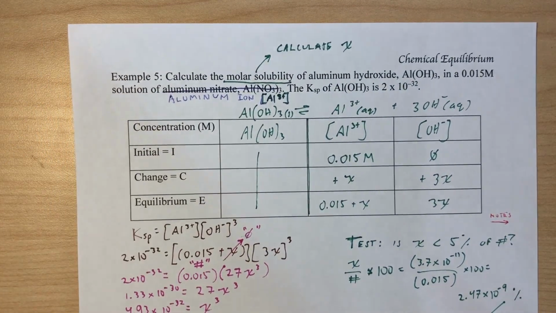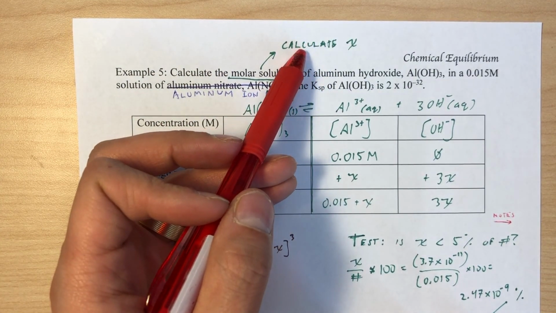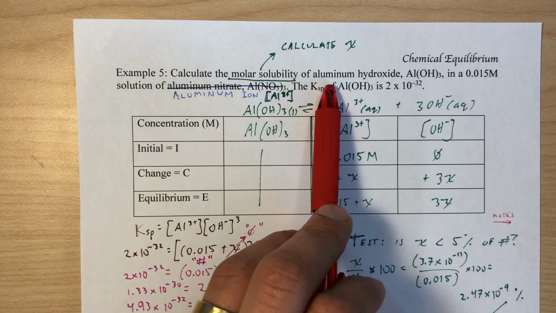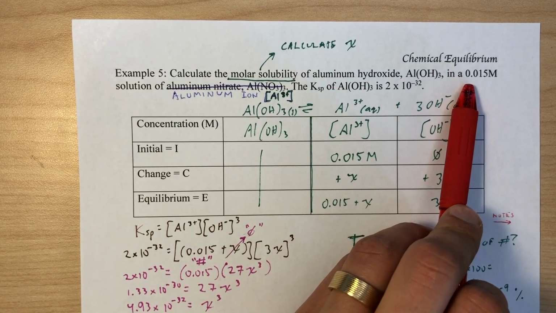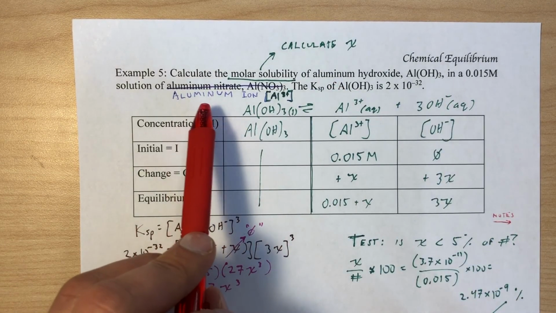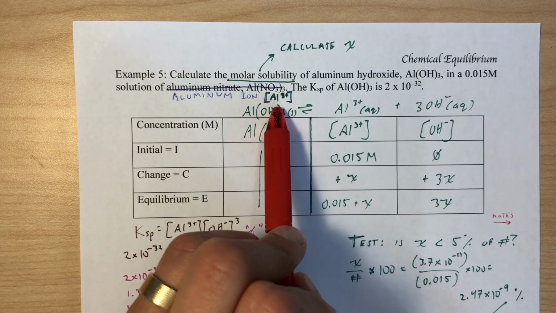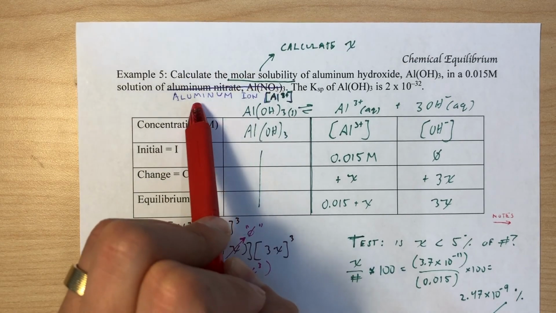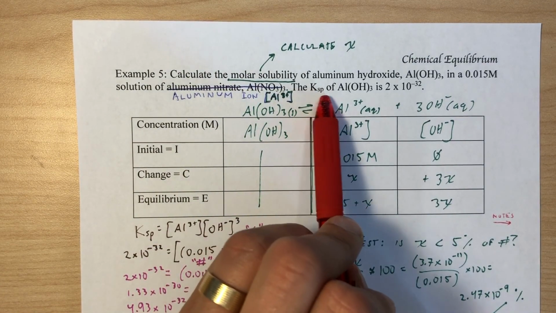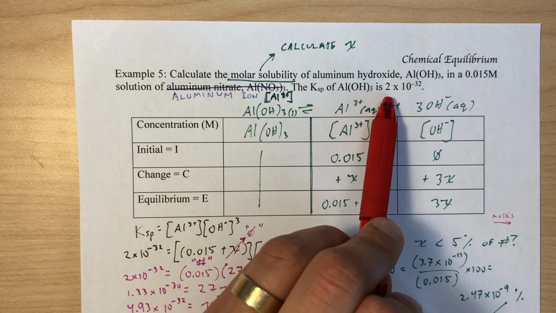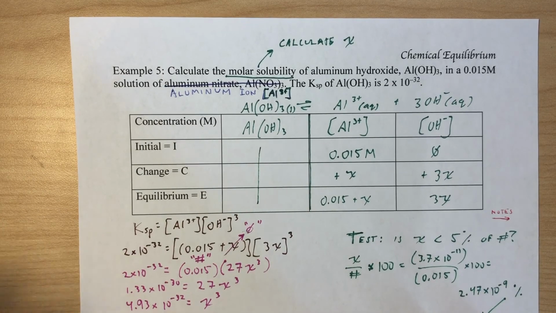In our next example, we're going to calculate the molar solubility, which is the same as saying we're calculating X, for aluminum hydroxide, Al(OH)3, in a 0.015 molar solution of aluminum ion, Al3+. So we're going to cross out aluminum nitrate, and we're just looking at the aluminum ion Al3+. The Ksp of aluminum hydroxide is 2 times 10 to the negative 32. So if you just correct that typo, we can continue.